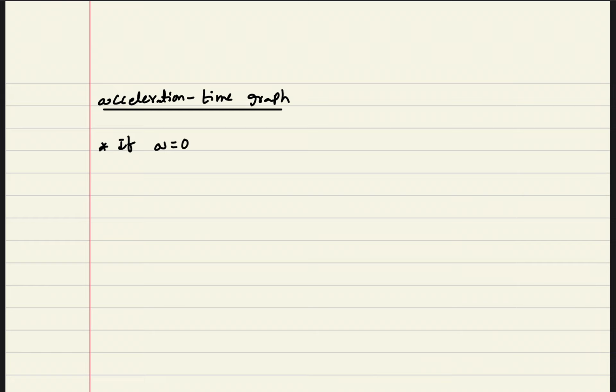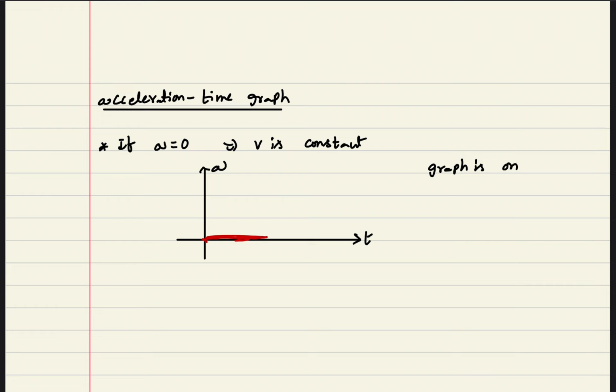So next, I will take one more thing: the acceleration time graph. If you observe the acceleration time graph, if acceleration is 0, acceleration 0 means v is constant. Then if I draw the graph between acceleration and time, I get the AT graph like this. The graph is on the time axis.